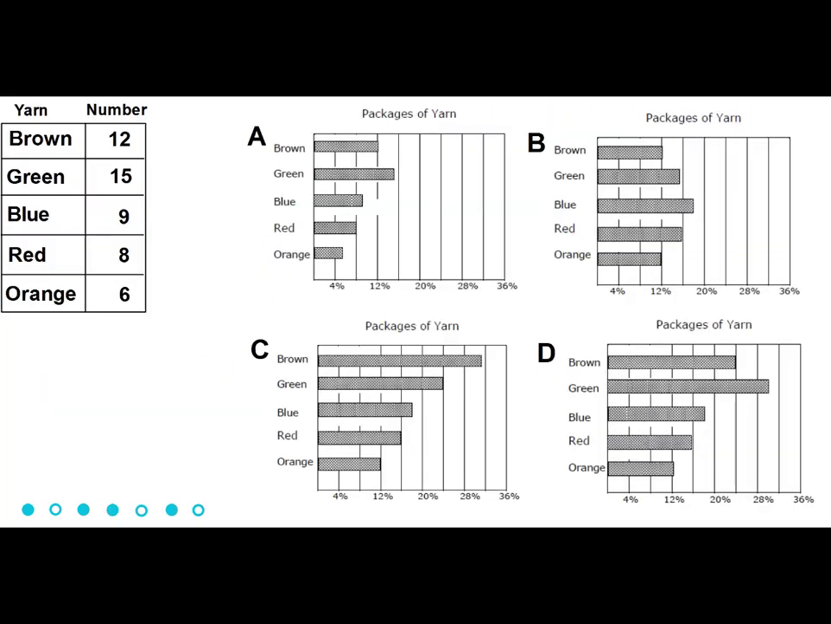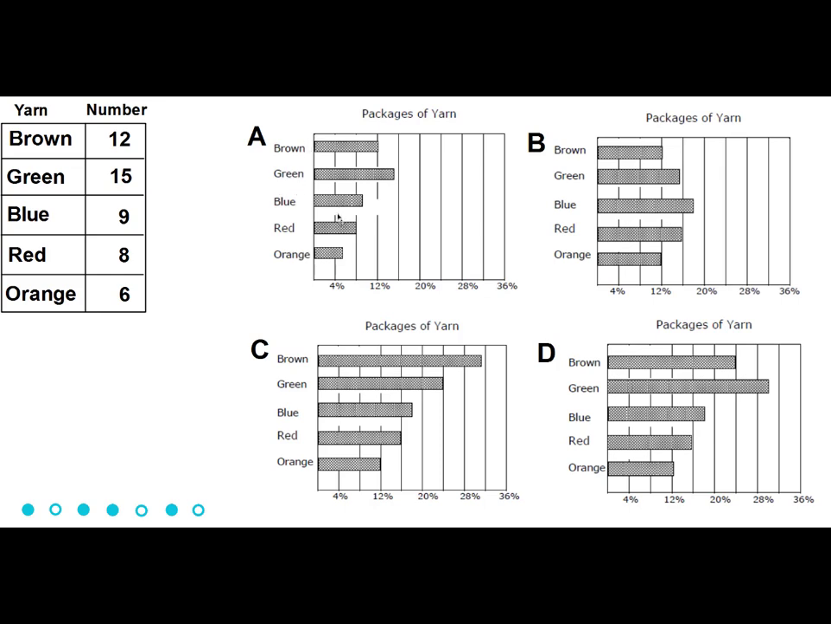I'm going to do one more. I'm going to do it the same way I did before. The first thing I'm going to do is look over here and find out which number is the biggest. And I see green is. I'm going to get rid of all the graphs over here that do not have green as the longest bar.